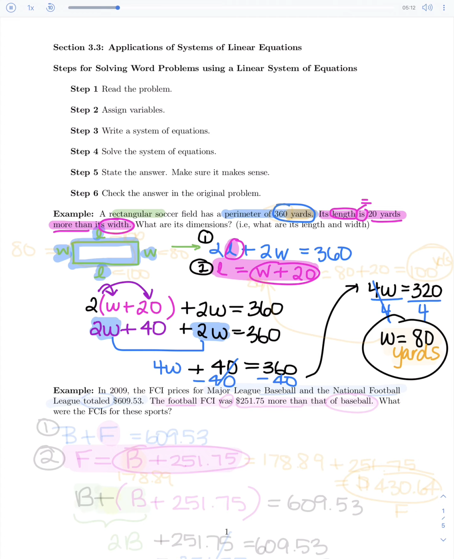We don't have X's and Y's, though. We've got L's and W's. So we've got the W. We need to find the L. So we're going to take this and plug it in.